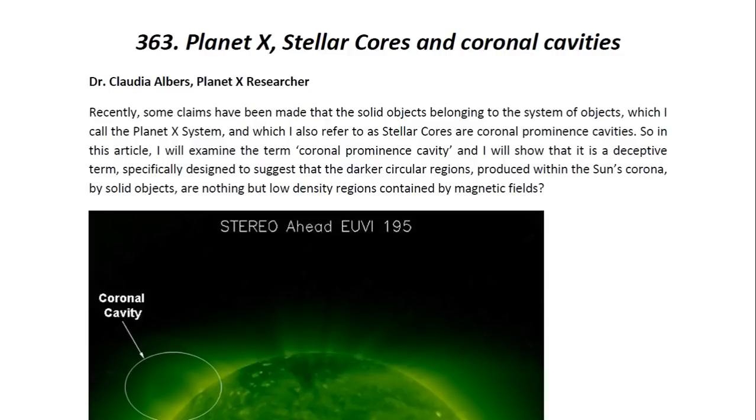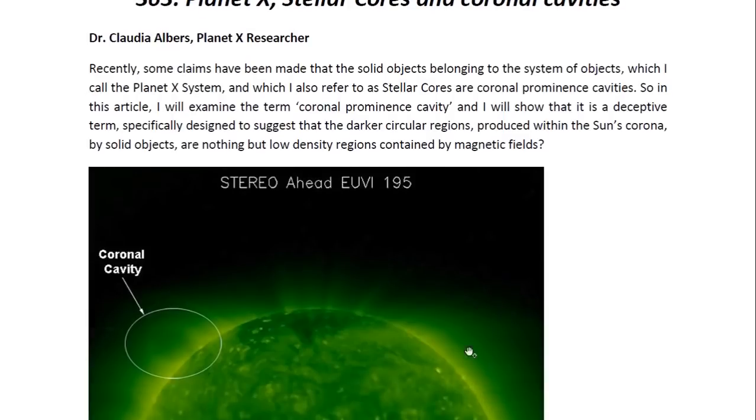This one is entitled Planet X, Stellar Cores and Coronal Cavities. Now, recently some claims have been made that the solid objects belonging to the system of objects which I call the Planet X system, and which I also refer to as stellar cores, are coronal prominence cavities. So in this article, I will examine the term coronal prominence cavity, and I will show that it is a deceptive term, specifically designed to suggest that the darker circular regions produced within the sun's corona by solid objects are nothing but low-density regions contained by magnetic fields.